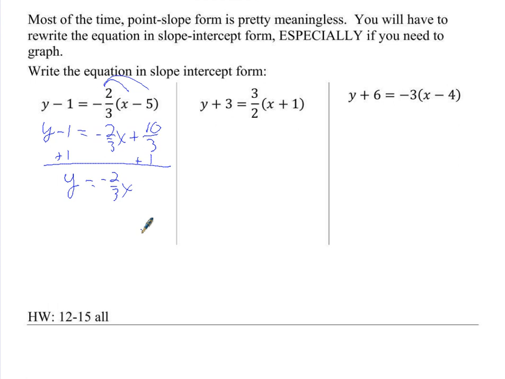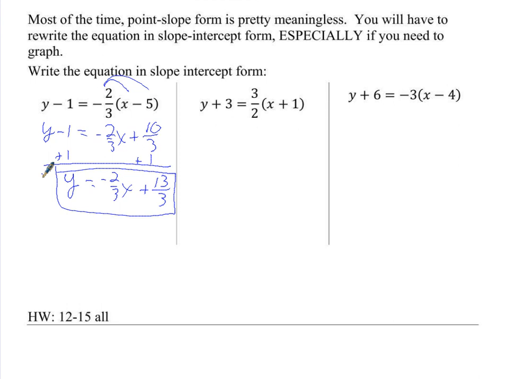No, it's not 11/3. It's 13. 1 turns into 3/3. You have to have a common denominator. And then 10 plus 3 is 13. So positive 13/3. That is now slope intercept form. 4 1/3. Yeah.